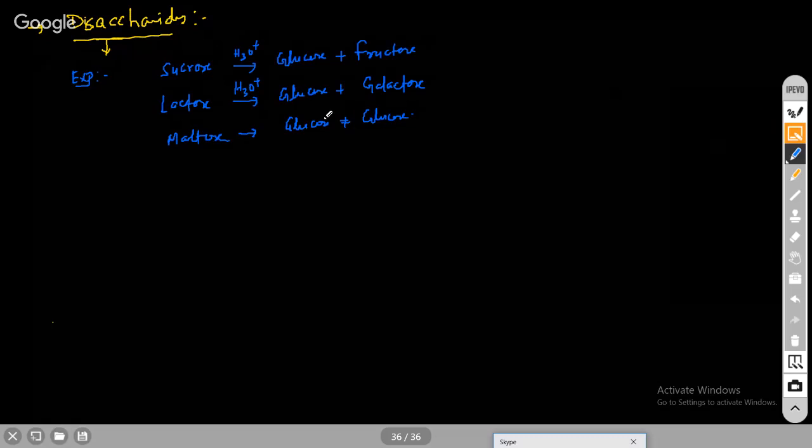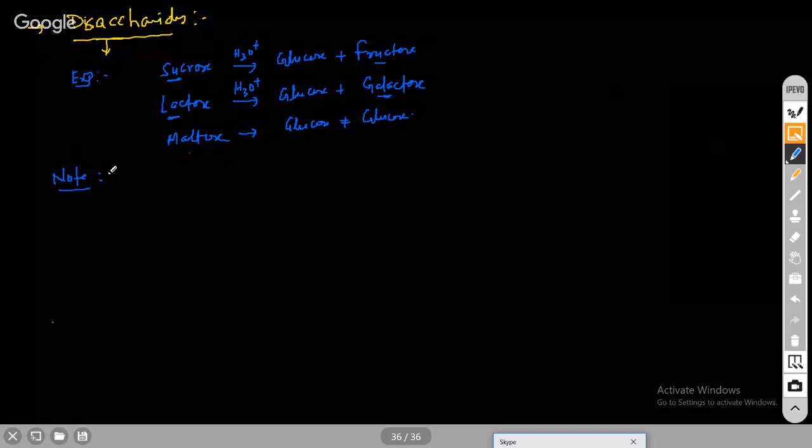Now, how to memorize this? Glucose is common in all these, right? If you write down sucrose, then the other one will be fructose. If you write down lactose, then the other one will be galactose. If you write down maltose, then we have only glucose present. Understood? Like this, you can memorize.